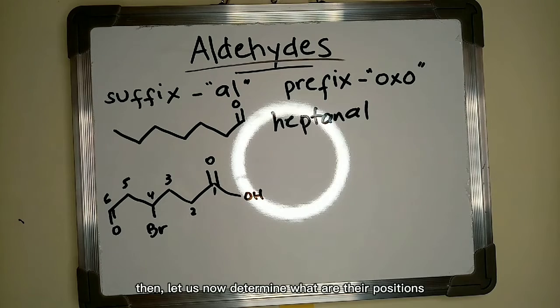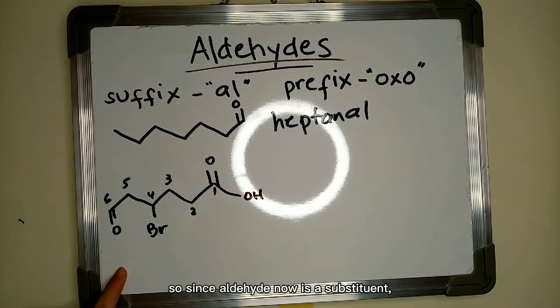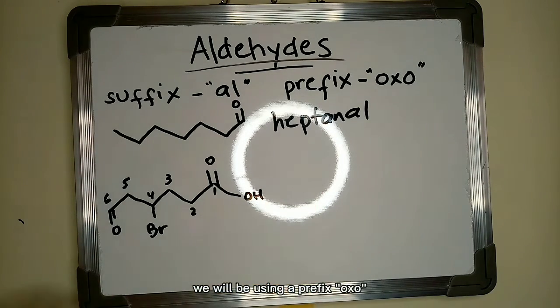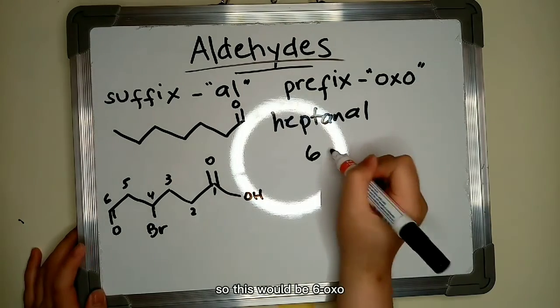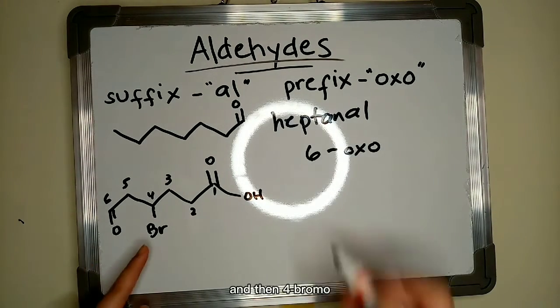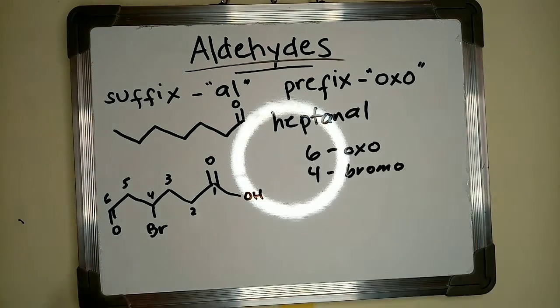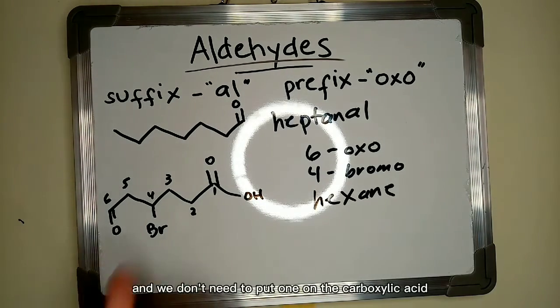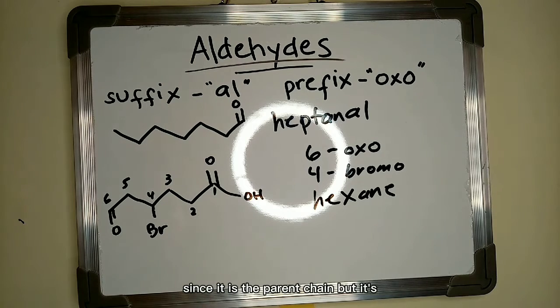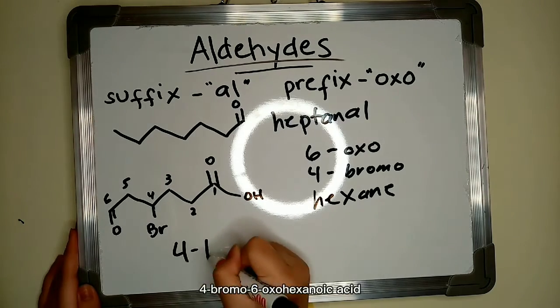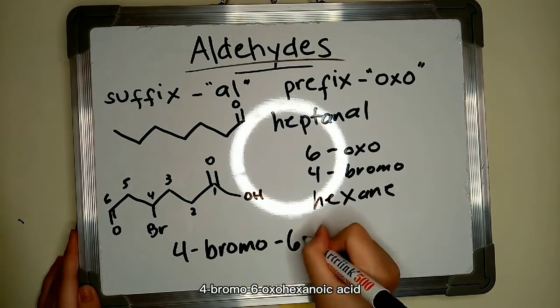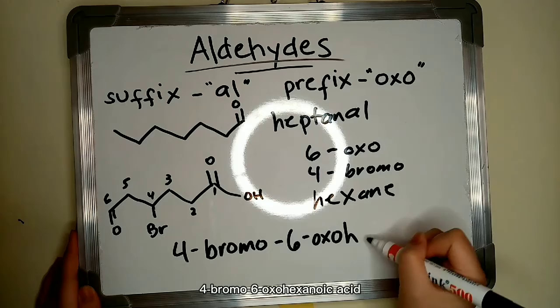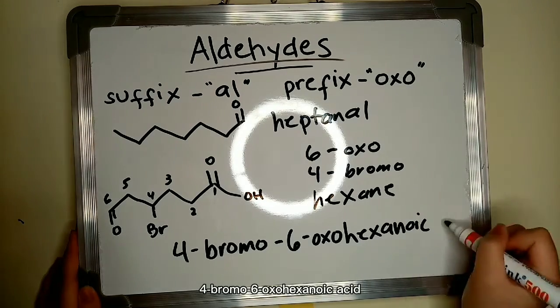Then let us now determine what their positions are. Since the aldehyde is now a substituent, we will be using the prefix oxo. So this would be 6-oxo, and then 4-bromo. There are 6 carbons in the chain, so it's hexane. We don't need to put 1 on the carboxylic acid since it is the parent chain, but its suffix would be oic acid. So if we combine all these together and write it alphabetically, it would be 4-bromo-6-oxohexanoic acid.